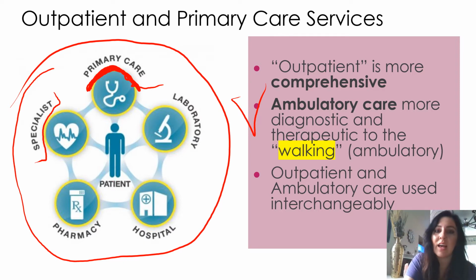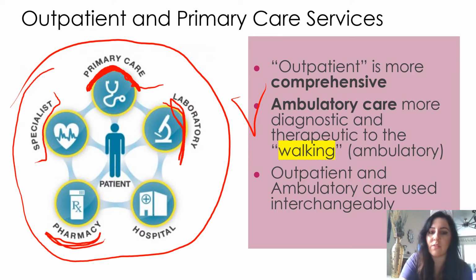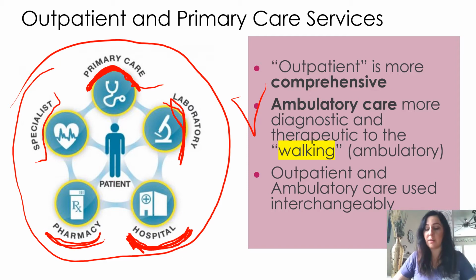Same thing with labs. When you go out to the lab and get your blood work and all of that, those count as outpatient care. Pharmacy, drugs and things like that, outpatient care. And then of course, like we just talked about in the last slide, hospitals have invested so much into outpatient care services. They provide a lot of different services for patients who are not going to be staying overnight. They just go there, get their treatments, and go.